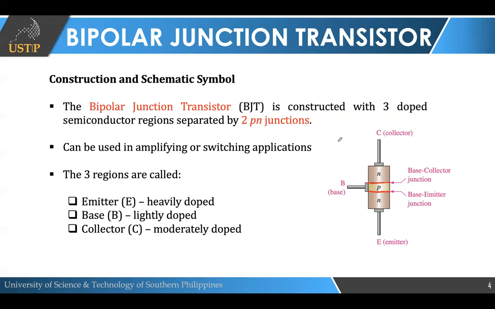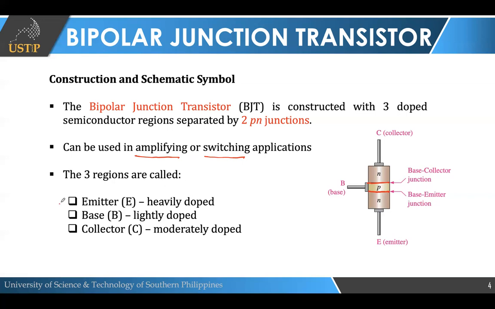Okay, so for the application of BJT, this can be used as an amplifier or in switching applications. So it's either an amplifier or a switch. So there are 3 regions in a BJT. Okay, 3 regions or 3 terminals.